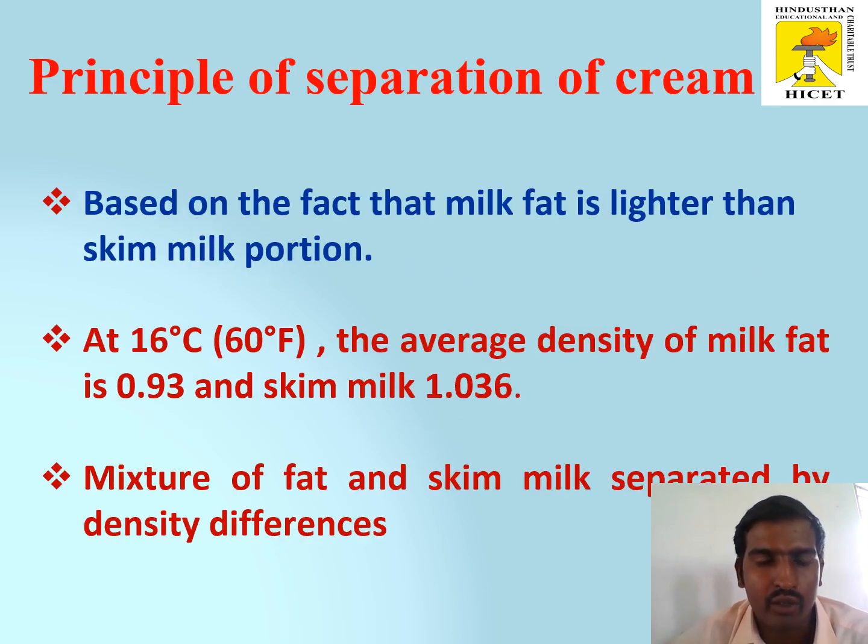Principle of separation of cream. Based on the density differences, the fat and the milk can be separated. The fat is an oil, and the milk or water can be separated based on the density differences. Usually the density of water is higher than that of the fat globules present in the milk. That's why the fat globules float and are found on the surface layer of the milk. The density of the water is higher than the density of the fat, which is why we find the fat at the surface of the milk.